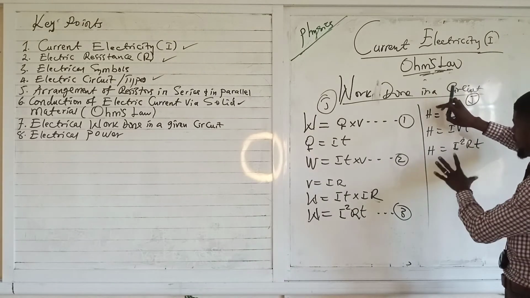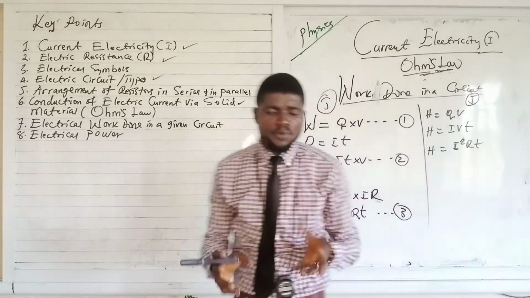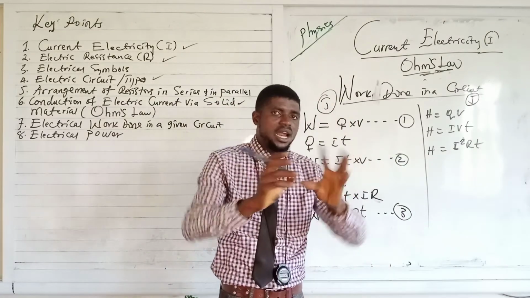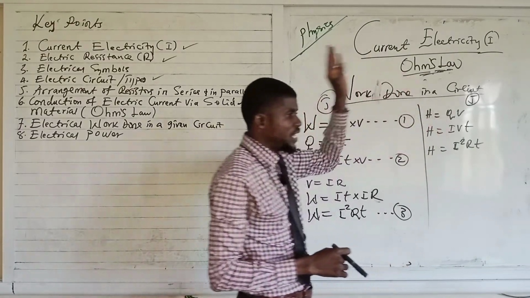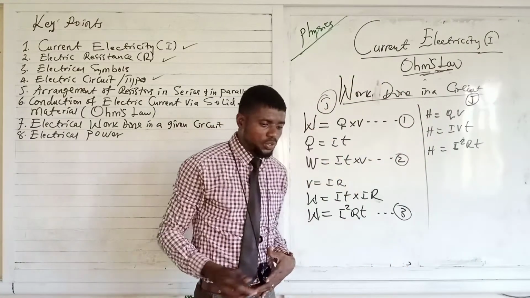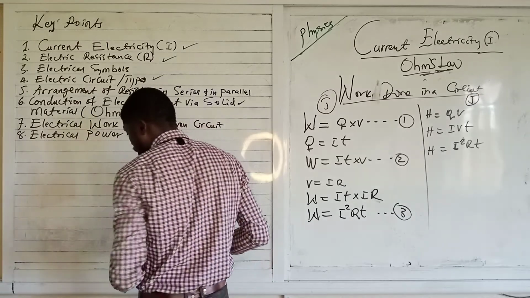Now this is perceived as, if you put on your electric bulb and you go close to it, you start feeling heat around the bulb. That is the electrical work done, or the electrical heat energy generated in the circuits. So we want to look quickly at electrical what? Power.